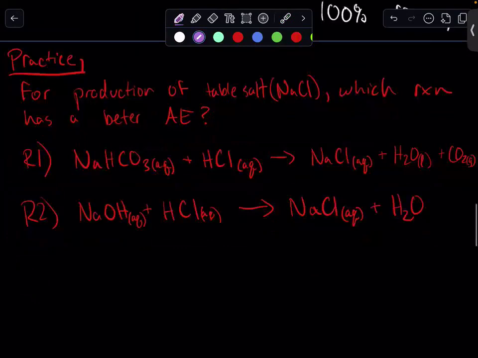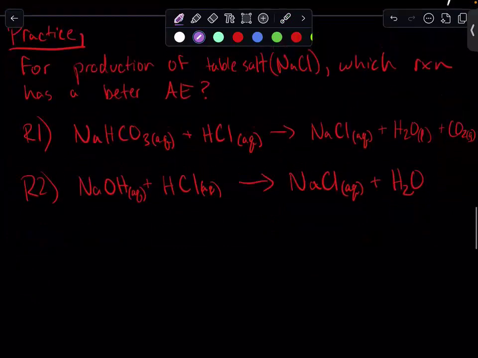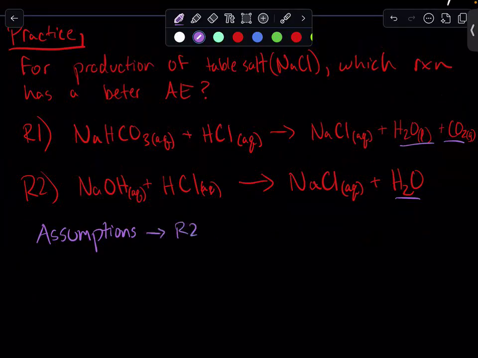So I'm going to go ahead and get started. If you want to try this on your own, pause the video and just skip to the end where the answers are shown. So, starting with my assumption, looking at these two reactions, I see one byproduct versus two byproducts. Just going by the number of byproducts, I'm going to assume reaction 2 is more efficient.